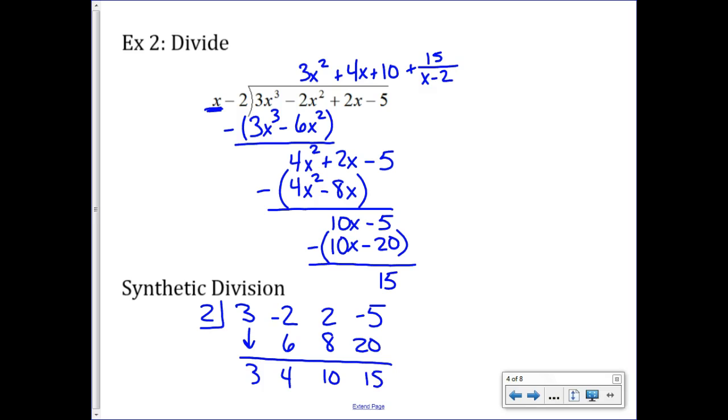Now to write this out, we lower 1 degree from our original. So since we started at x cubed, we now have 3x squared plus 4x plus 10. And then our last piece there is 15, our remainder, over x minus 2. Exactly the same answer, different work. So an alternative to long division when you have a linear polynomial would be synthetic division.